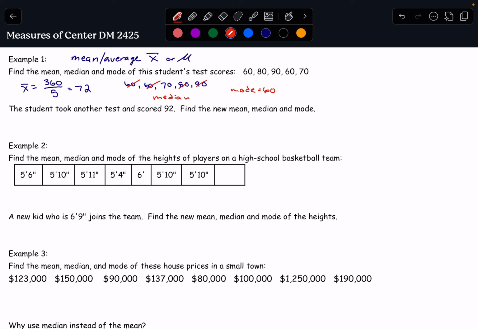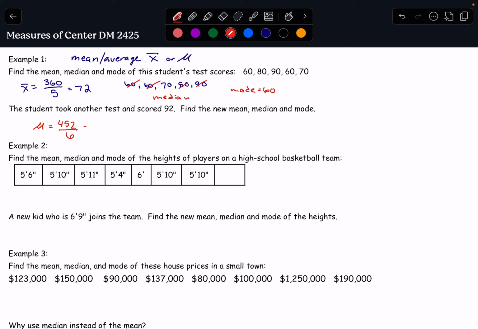Now one thing to think about, when you add a number like 92 that is higher than the average, that's going to make the average go up, right? Usually if you add in a new number and it's higher than the others, it pulls everything higher. Not necessarily the mode, but the other measures of center. So the new average, we had 360 originally. Now I have to add 92 more. So that's going to be what, 452? And I'm going to divide that by 6.